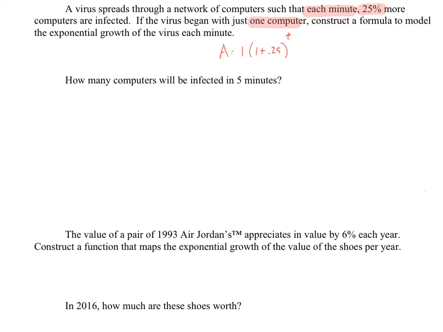All right, so how many computers will be infected in 5 minutes? Well, let's plug it in. Our total amount of computers will be 1 times 1.25 to the 5th power. And when we throw that into a calculator, we get 3.052. But we know that we can't have 0.052 computers, so our answer is 3 computers. Starting to make a little bit of sense, I hope. There's 2 examples. Let's do our third.